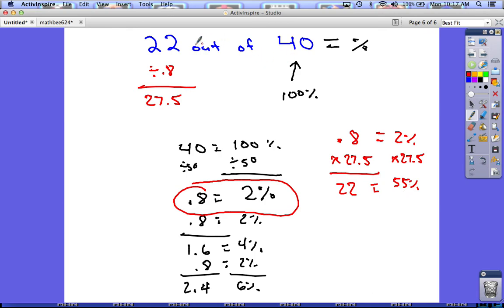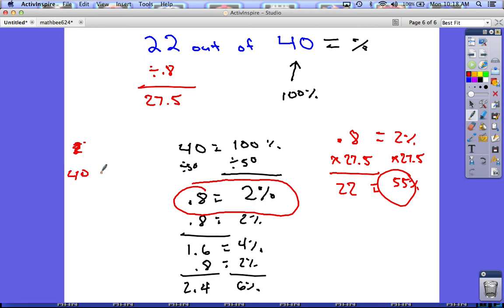So if you got 22 out of 40 on a test, you got 55%, not great. If you're shooting free throws, 22 out of 40, you shot 55%. Lots of ways you could do this problem, but you should have come up with 55% for an answer. Now let me show you one more way to do this, just to see if this is maybe how you did it. But again, you can be flexible, so there's a lot of ways to take care of this.